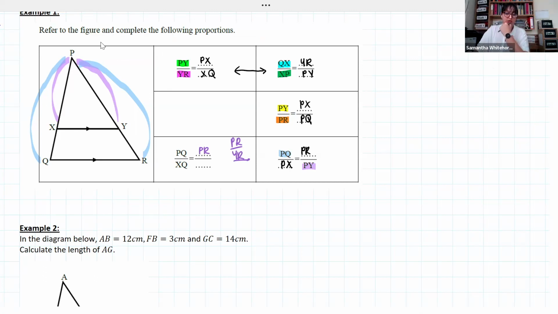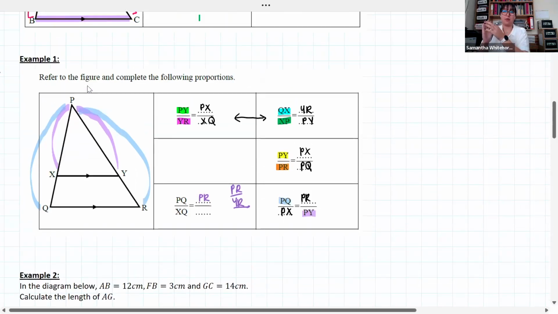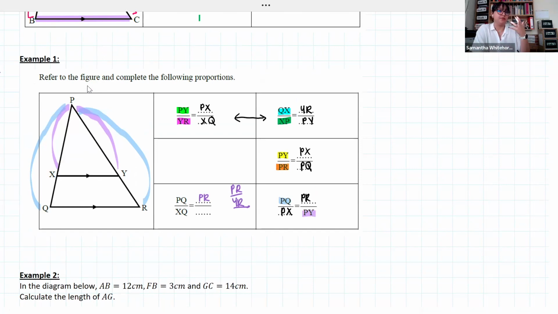Okay, so if you want to screenshot this first example, do it now, but otherwise we're going to now take this and actually put it into practice when using the triangles and looking to find unknown lengths.